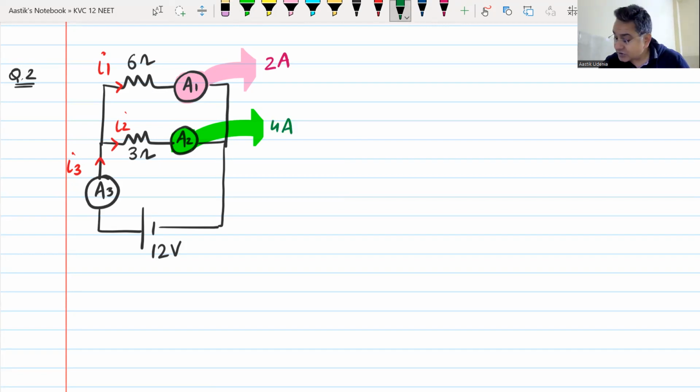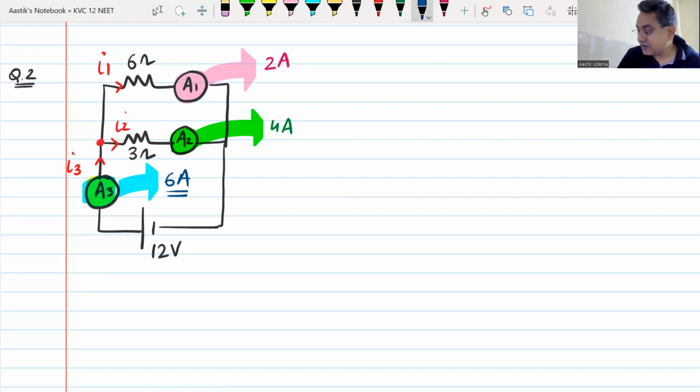Now you can apply junction law at this point. I2 and I1 are outgoing currents. I3 is the incoming current. I3 will be equal to I1 plus I2, and therefore the current in this branch, let me color it as blue. The current in this branch would be how much? 4 plus 2, and that would be 6 amps. Everyone understands how this is done?